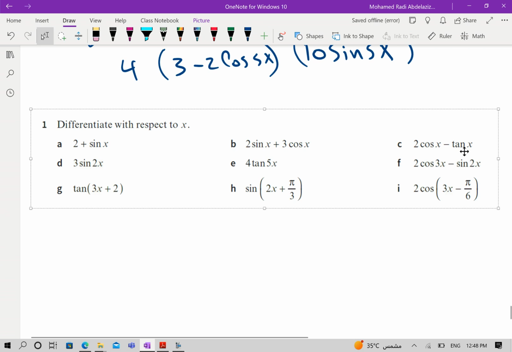Differentiation of tan is sec squared. Differentiation of cotan is negative cosec squared, without the negative for tan. Sine 2x is cosine 2x multiplied outside by 2. E, leave 4: differentiation of tan 5x is sec squared 5x multiplied outside by what? By 5, and so on.